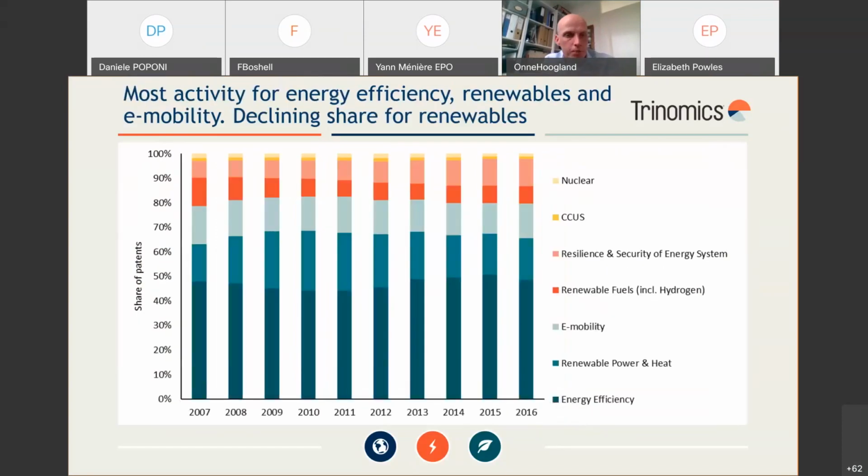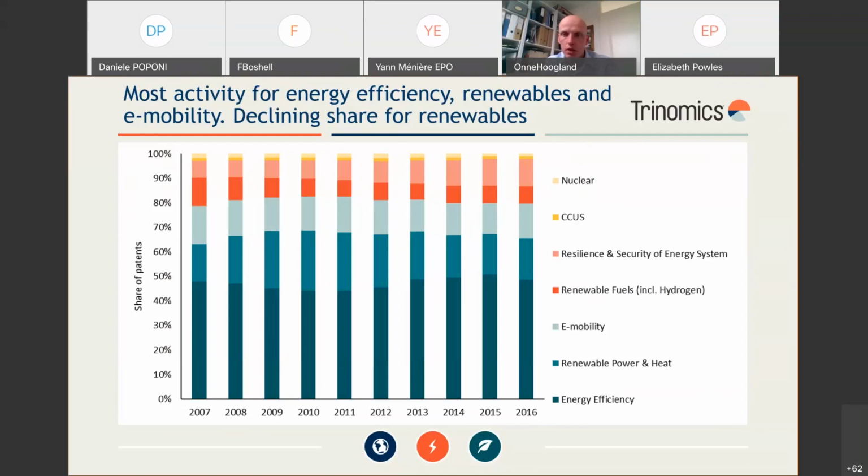If you look at the distribution across the different categories of technologies, then we see that energy efficiency is responsible for most of the patent applications. This includes industrial energy efficiency, but also buildings. And you see this fluctuates between 45 and 50% of the applications. Renewable power and heat, as some of the earlier speakers already mentioned, grew up to 2012, but after that it has declined by quite a bit.